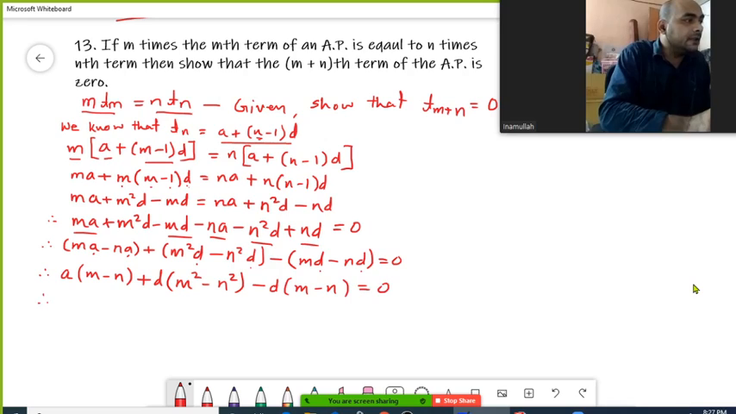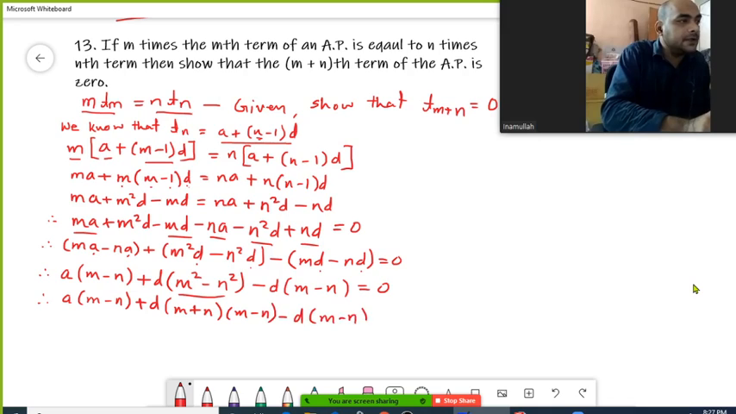This can be rearranged as a into bracket (m minus n), plus d. This part can be written as (m plus n)(m minus n), minus d into bracket (m minus n) is equal to 0. m minus n is a common term with all three. So you can take out m minus n as a common factor.